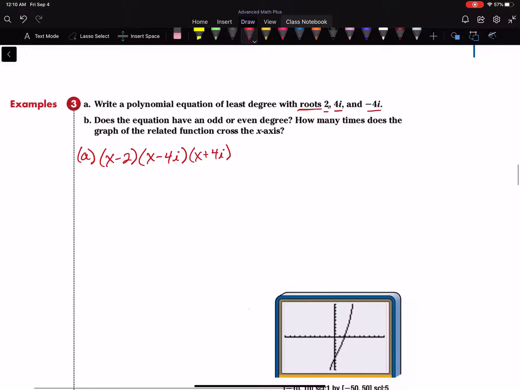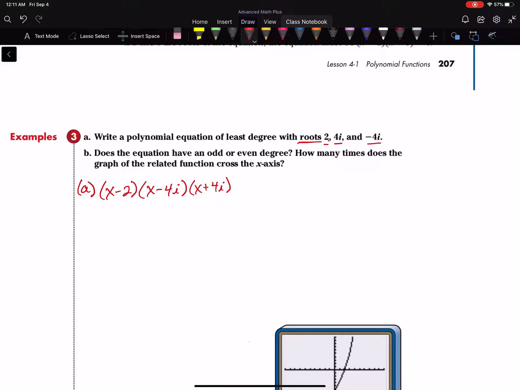Okay? So understand the difference between roots and factors. You've done this before, back when you solved quadratics. Let's see if I can't just make one up real quick here. All right.